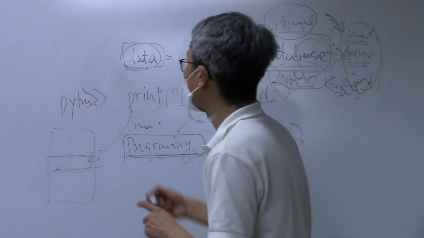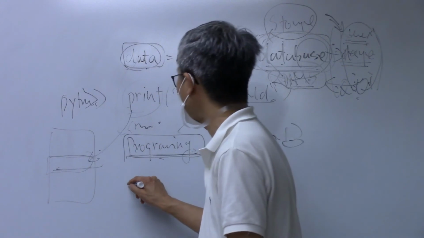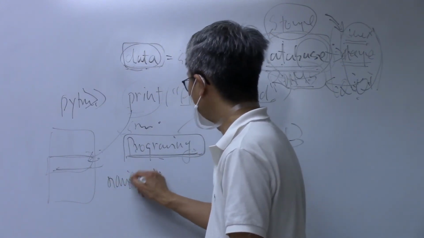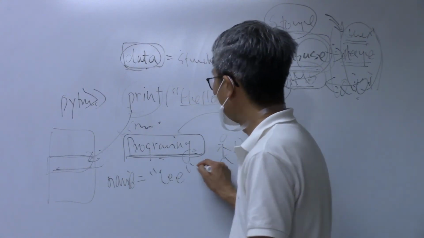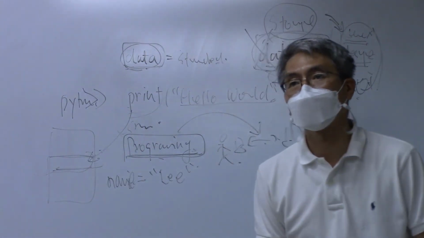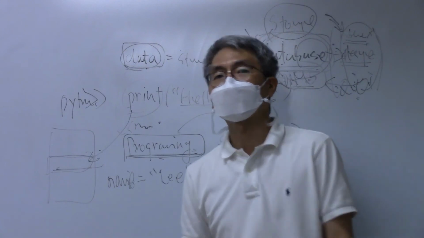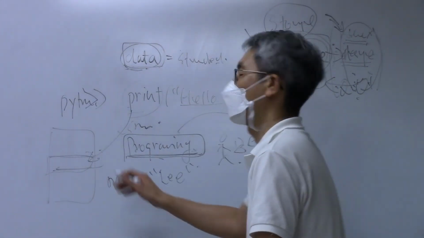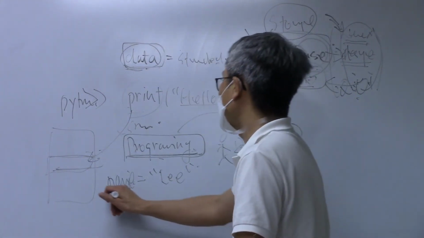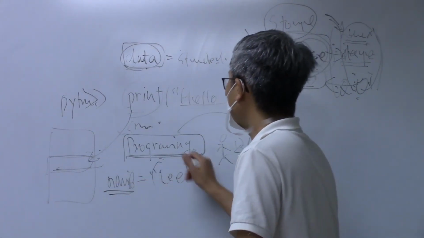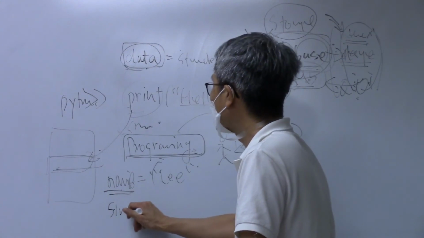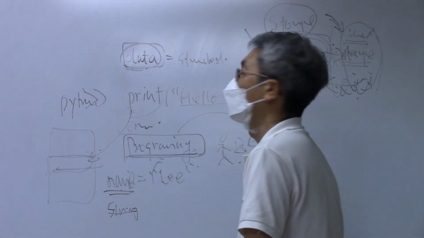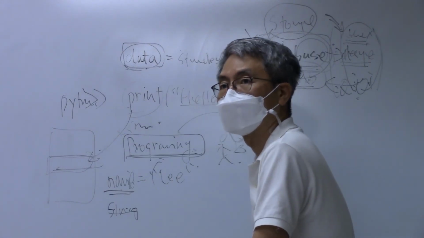So think about your basic program. Name is Lee. If you are using Python, you don't have to declare the type of data, unlike the other programming languages. That's one of the benefits of using Python. So name, then based on the data, it will be a string object. Everything is an object, as you know in Python. So what happens in the memory?